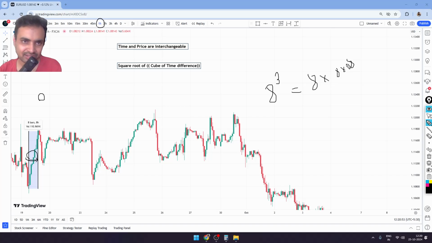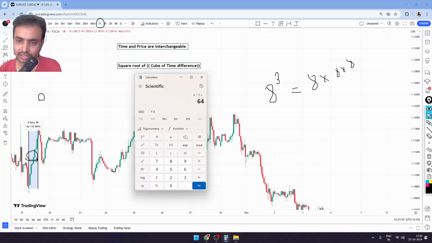You can do this in an Excel sheet. You can take a calculator or whatever, right? But I prefer to use a calculator. Very simple way you can do this. So take the calculator, put 8 into 8 into 8. So you get 512, right? 512. Now you can do this way, or you can do another way.